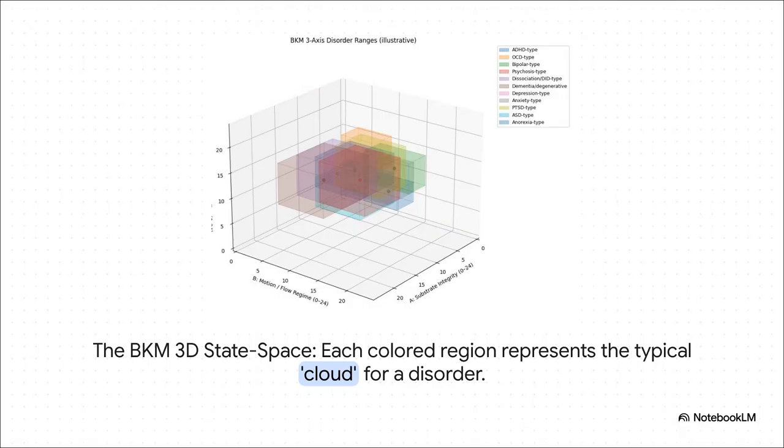And here it is. This is the map we've been building up to. By plotting those three scores in a 3D space, we can actually see where different conditions tend to cluster. Each of these colored regions you're looking at represents the typical cloud for a different disorder profile. It's a completely new way of visualizing the entire landscape of mental health.